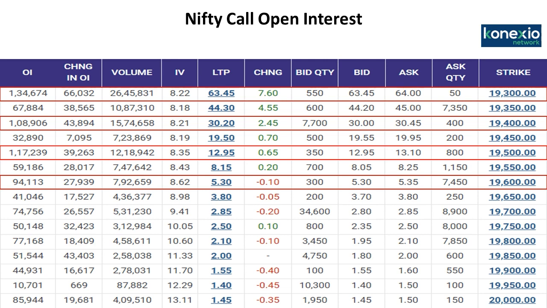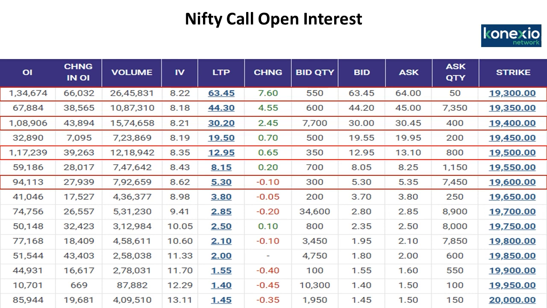Now at this juncture, on an immediate basis, 19,300 could act as an immediate resistance. If Nifty crosses those levels, then there are chances that Nifty might scale towards the level of 19,500 to 19,600 next week. So looking at this data, the data seems to be bullish. Any dips should be used as a buying opportunity.